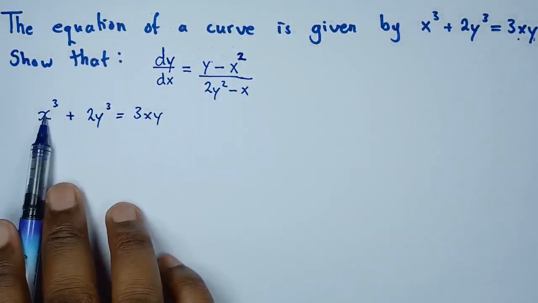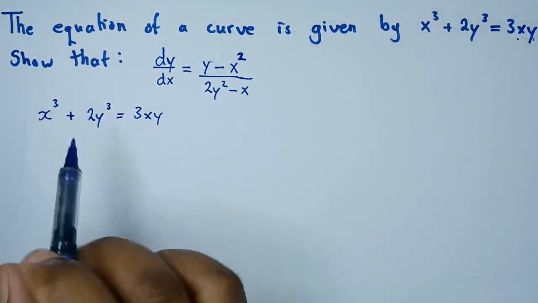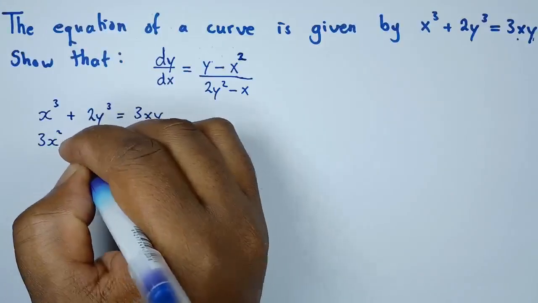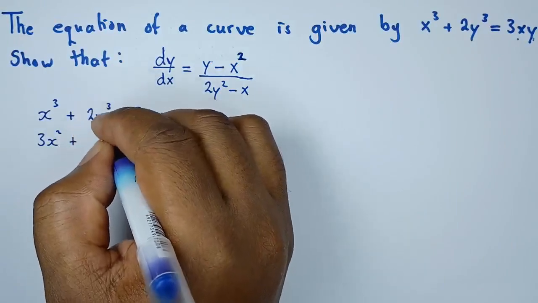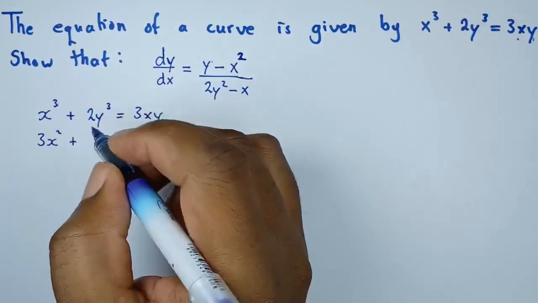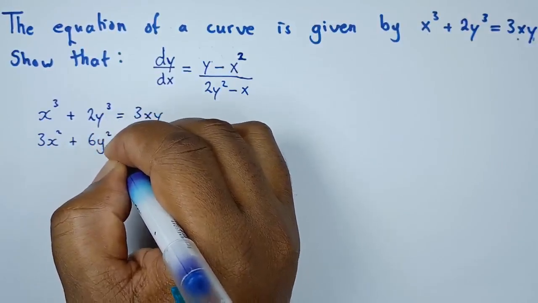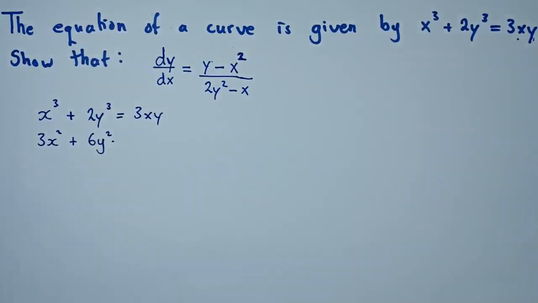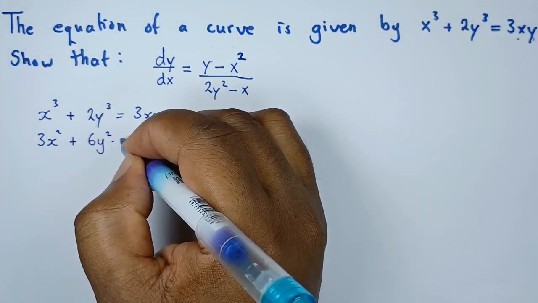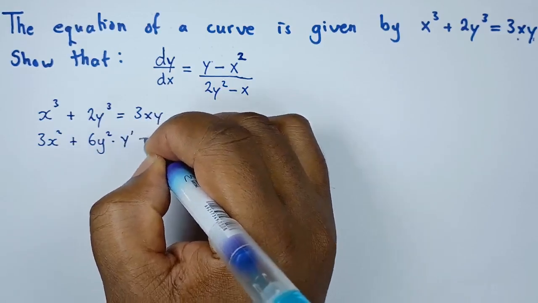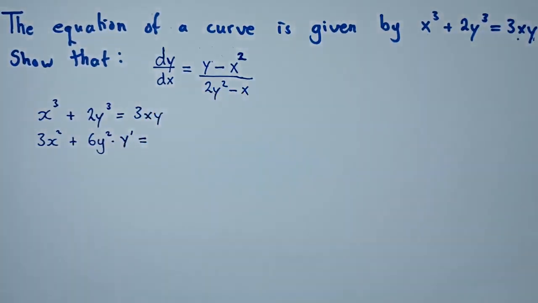The derivative of x cubed is simply 3x squared. The derivative of this expression with respect to y is 6y squared. Now, since we're differentiating with respect to y, we're going to multiply this with dy dx, of which we shall just use y prime in this case. On this other side, we have x and y multiplying. So like I said, for this side, we're going to use the product rule.